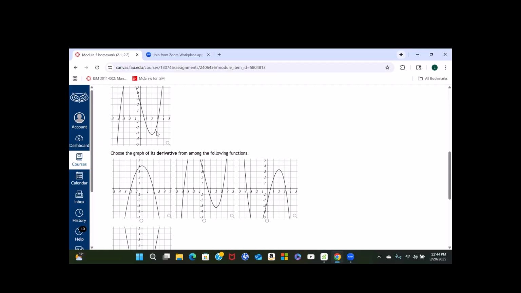You'll see. Choose a graph of the derivative from those graphs. And the original graph is the one at the top. Well, I know a couple things. I know very little, but I know that the derivative is the slope of the tangent line. That I do know. And I also know that wherever that tangent line is horizontal, the derivative equals 0.